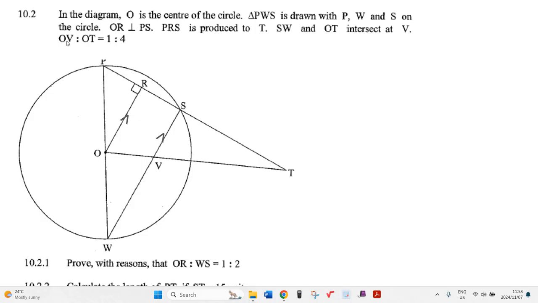But they tell us, here's a big one, the ratio of OV to OT is a ratio of 1 to 4. Prove with reasons that the ratio of OR to WS is 1 to 2. Well, let's just see what we can do here.